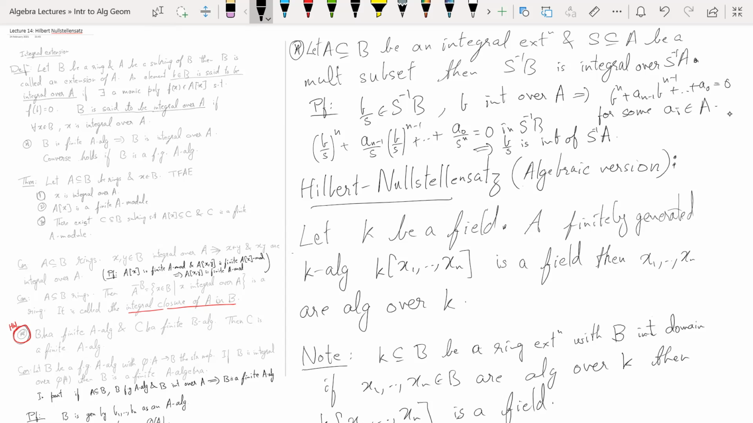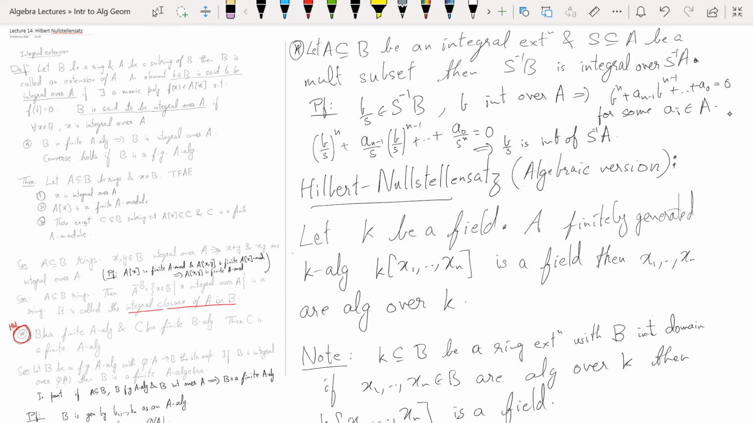Sorry, it's a bit cramped, but I guess this is not too bad. Similarly, there are some other results about integral extensions. Ordinarily I would have done some of them. So for instance, you can show results related to integrally closed rings.